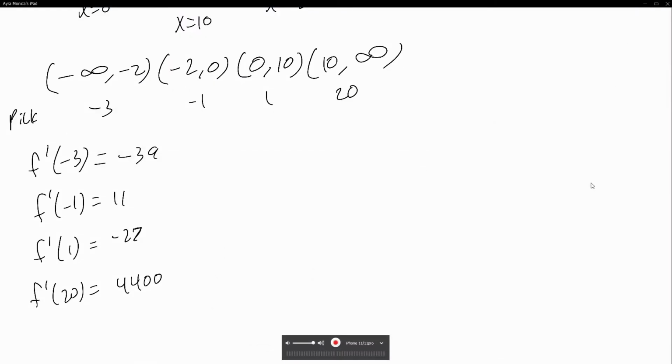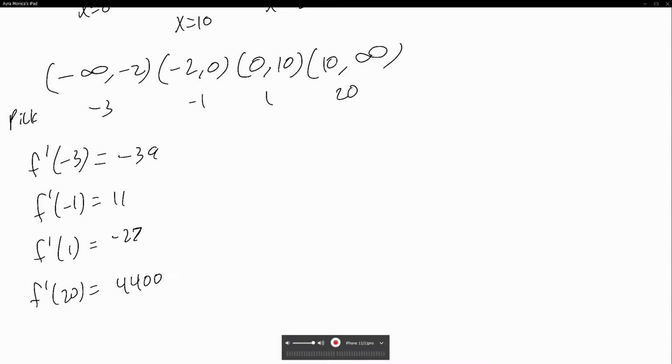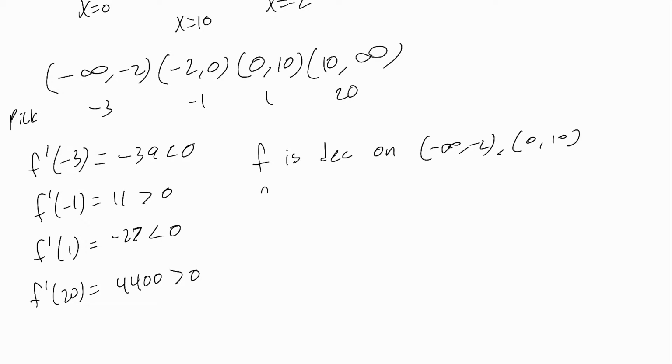All right, and we're back here. We find that f prime of minus 3 is less than 0, f prime of minus 1 is bigger than 0, f prime of 1 is less than 0, and f prime of 20 is bigger than 0. So that tells us that f is decreasing on the intervals where it's less than 0. So it's decreasing on minus infinity to minus 2 and 0 to 10. And f is increasing on the places where the derivative is bigger than 0. So that's the interval from minus 2 to 0 and the interval from 10 to infinity.